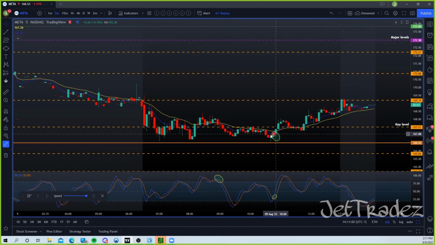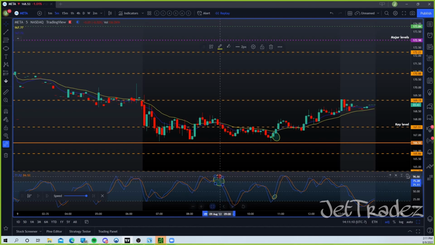But I'm trying to show you guys what the levels do. I don't want to get too into detail with stochastics, but if you know how to use it, then be my guest and use it. Try it out. But wait for it also. Wait for confirmation. Wait for that key level to break. Wait for that level to break.